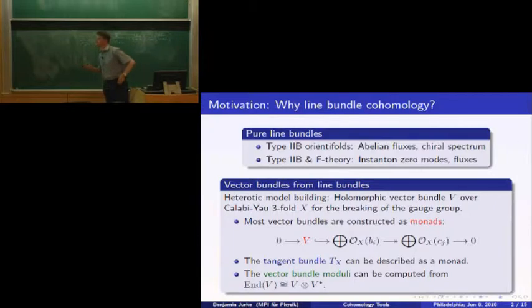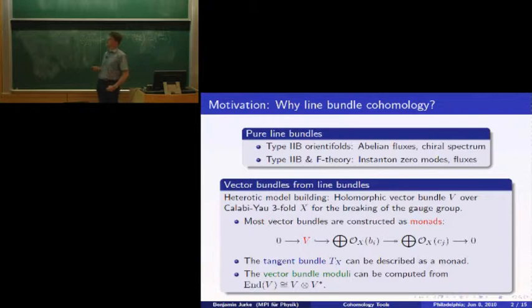First, as a motivation, why do we even care about line bundles and line bundle cohomology? Well, line bundles, or in general cohomology, are rather abundant in string phenomenology. For example, pure line bundles frequently appear in type IIB orientifolds, where you deal with abelian fluxes or have to compute a chiral spectrum in that context. Then in type IIB or F-theory constructions, the consideration of instanton zero modes frequently involves line bundle cohomology groups and fluxes as well.